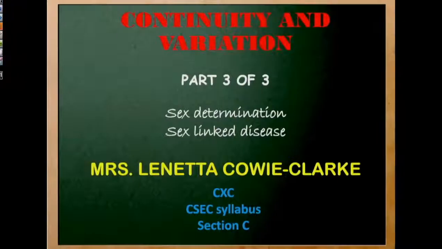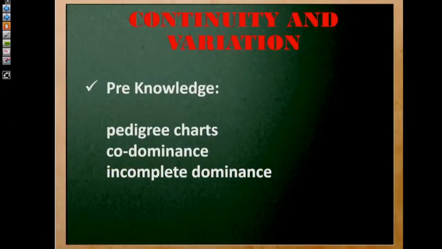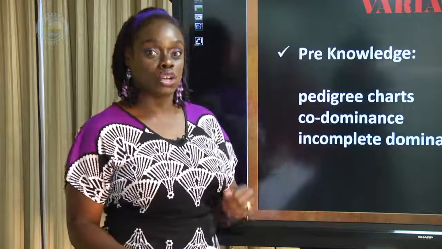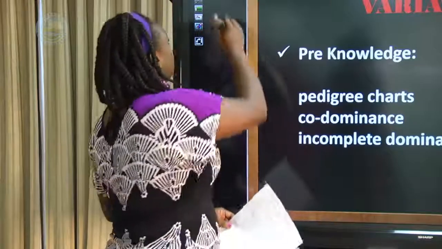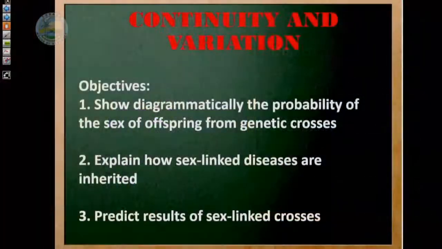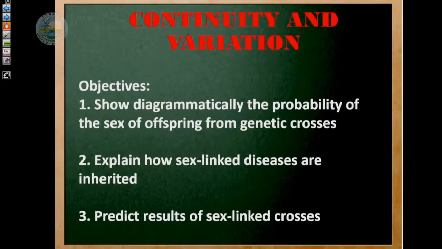So where are we right now? What have we done so far? We have done pedigree charts, codominance, incomplete dominance, and we did complete dominance in part 1. Be sure to look back at our previous lessons to make sure that you're up to date with all our lessons. So in today's class, we are going to be focusing on diagrams to show probability of the sex of offspring from genetic crosses. We're going to explain how sex-linked diseases are inherited. And finally, we are going to predict results of sex-linked crosses.